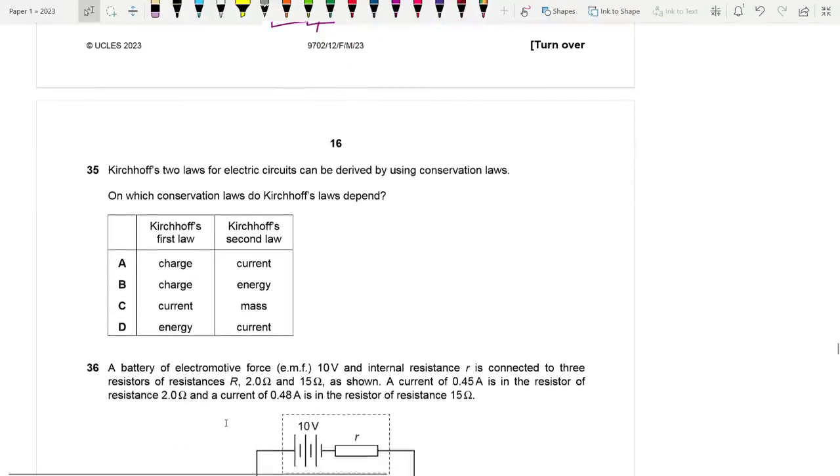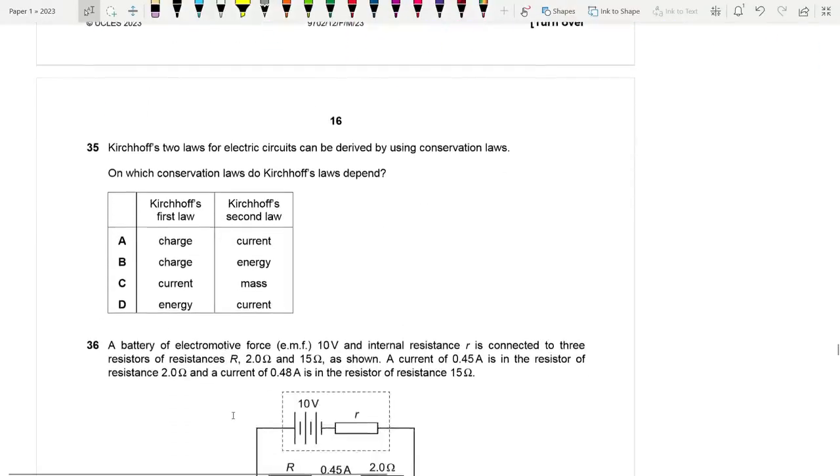34 is A. Kirchhoff's two laws for electric circuits can be derived by using conservation laws. So remember, first law, the sum of current passing into a junction is equal to sum of current leaving the junction, and it follows the law of conservation of charge. The second law, the sum of EMF in a loop equals to the sum of PD in a loop. It follows the law of conservation of energy. So 35 is in fact B.